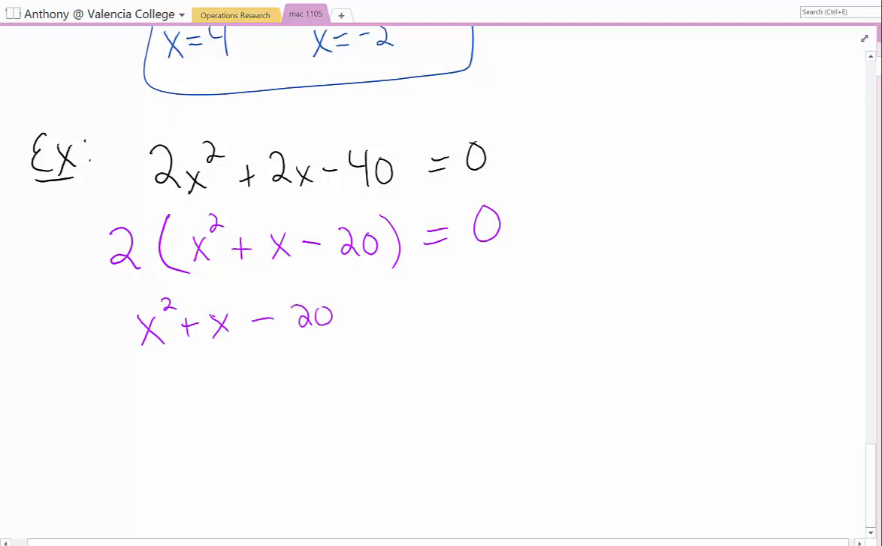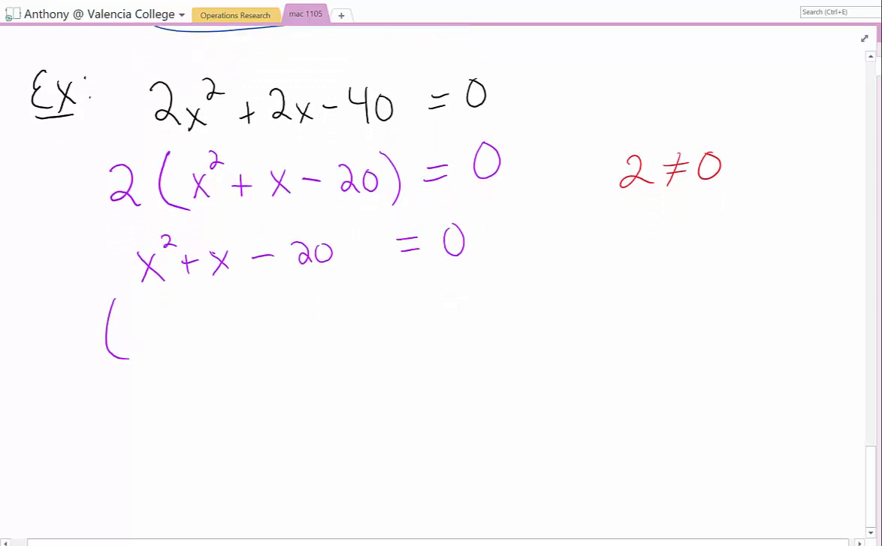Okay, once again, that is because 2 can never equal 0. So we don't even worry about that. So imagine dividing through by 2. All right, and what happens now is that, hey, we can factor this. We need a set of numbers that multiplies to a negative 20, but sums to a positive 1.